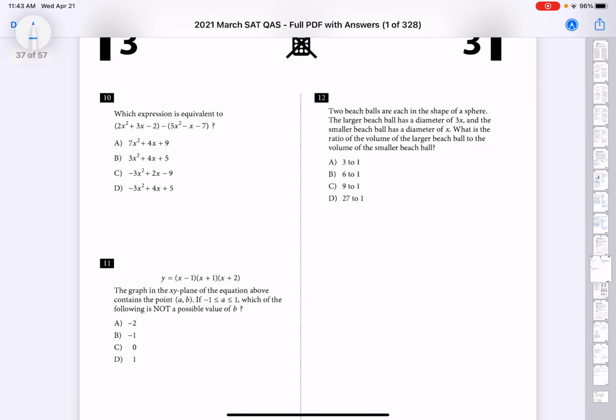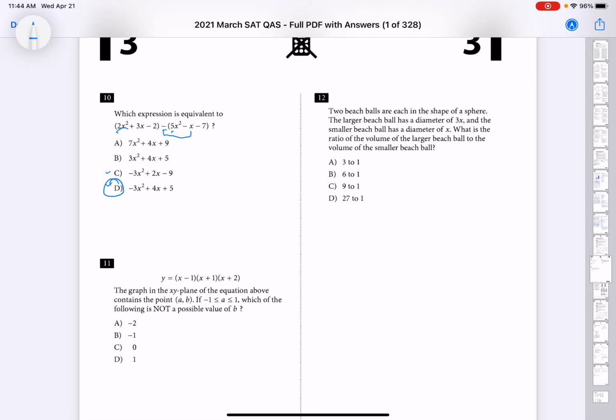Number 10, which expression is equivalent to 2x squared plus 3x minus 2 minus, okay, so they want us to just distribute the negative signs here. So 2x squared minus a negative 3x squared is negative 3x squared. So it's either C or D. Then we have 3x is going to plus x, which gives us 4x. So number 10, the answer should be D.